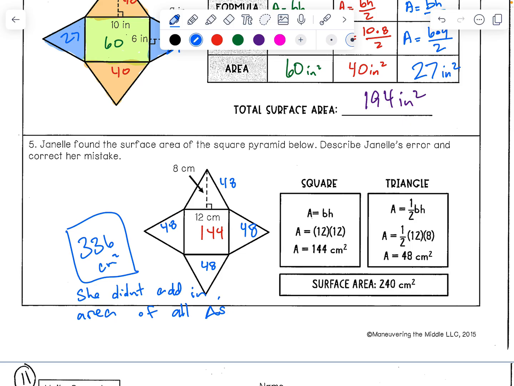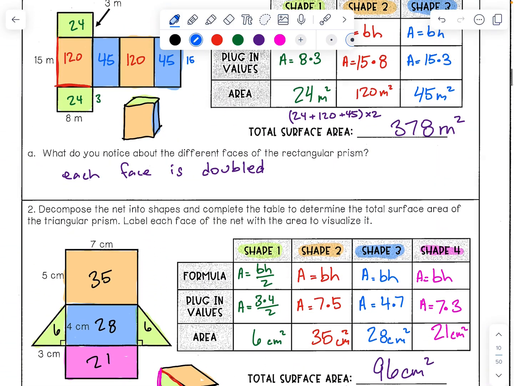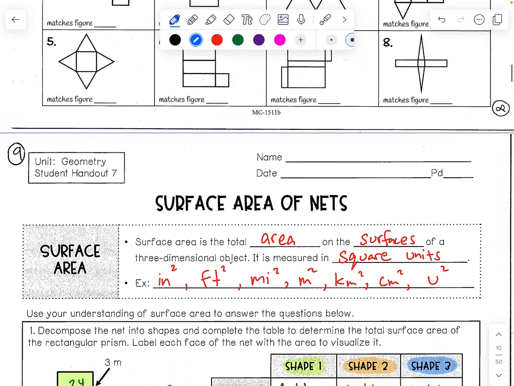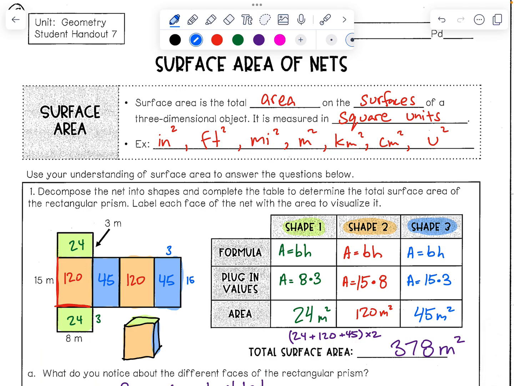And that's that. Hopefully you now understand how to use nets to solve for surface area of 3D figures. Go ahead and try some problems on your own. Good luck.